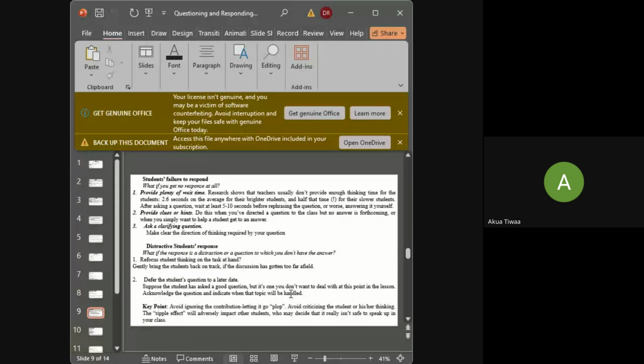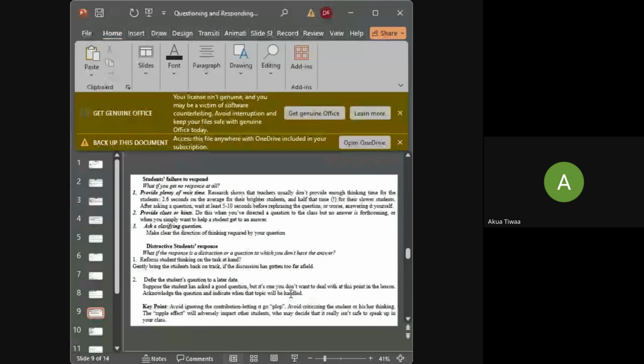You make clear the direction of thinking required by the question. For example, you said that Congress should not interfere with the president's foreign policy. So according to the Constitution, what can Congress do if they don't approve of the president's policies? So you need to clarify the question for the learner.